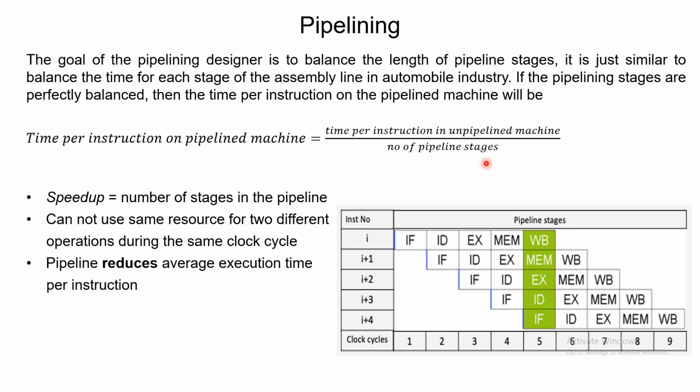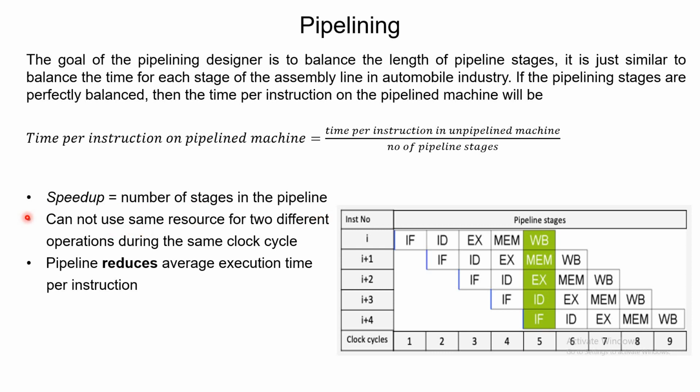So what are the different features of the pipeline? Number one is speedup. How can we calculate the speedup? Speedup depends on the number of stages in the pipeline. The time taken per instruction in the pipeline depends upon the number of stages of the pipeline. If the number of stages in the pipeline is more, then naturally the time taken per instruction will be less, so there will be more speed. So speedup depends upon the number of stages in the pipeline.